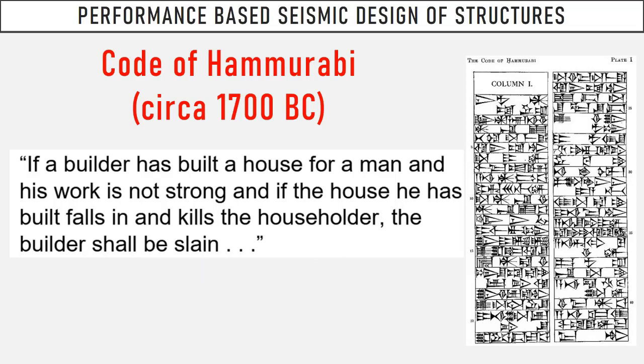You know, in the Code of Hammurabi, the design criteria were defined already by him. As you see, if the house that has been built falls and kills the householder, the builder shall be slain. This is the very basic, very general performance criteria. This means that the building that you have constructed or designed should withstand all actions. Otherwise, the end of the building will be the same as yours.